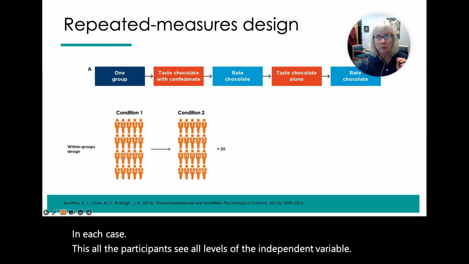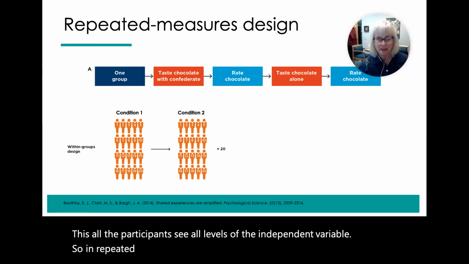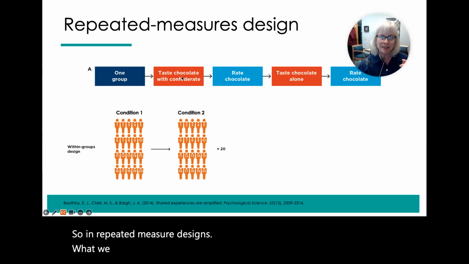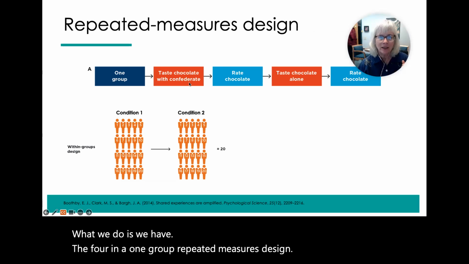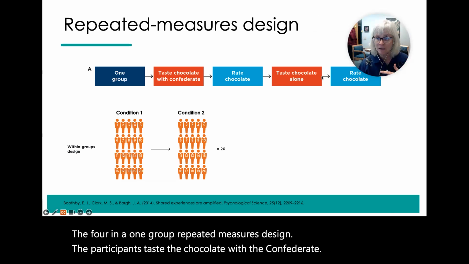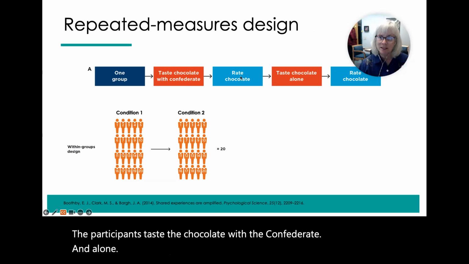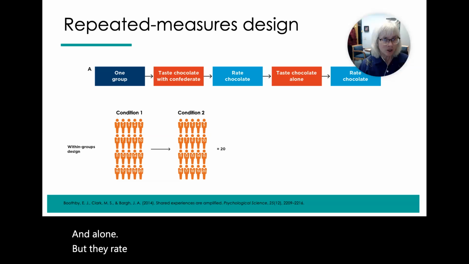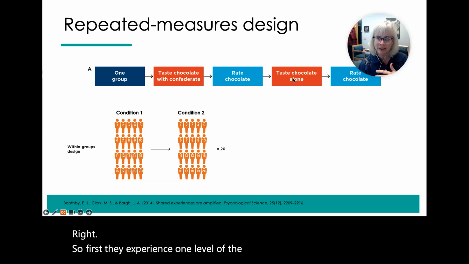So in a one group repeated measures design, the participants taste the chocolate with the confederate and alone, but they rate the chocolate twice, right? So first they experience one level of the independent variable, second the other, with ratings of the chocolate in between.